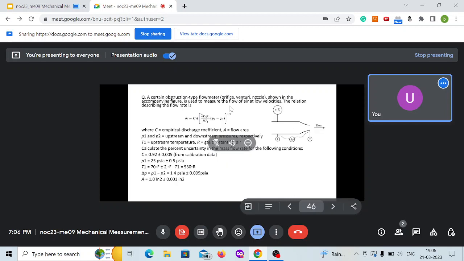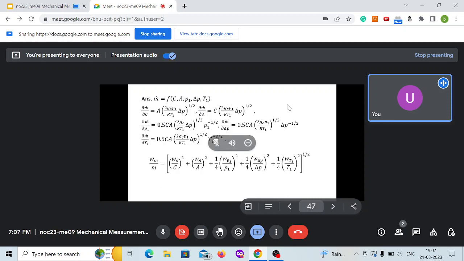The mass flow relation equation is already given. You have to just differentiate that, and we know also the relation with respect to area, so that is also known. Then differentiate with respect to P1, which is 0.5 CA into gc by RT1 delta P raised to power half into P1 to the power minus half, so that is also known. Then we differentiate with respect to the pressure difference, P1 minus P2, denoted as delta P, and ∂m/∂T1. So we get another relation for that.